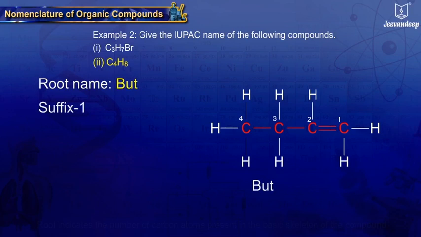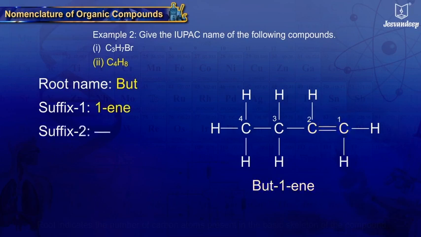2. Suffix 1. There is one double bond between first and second carbon atoms. Hence, suffix 1, ene, is added to the root word, making the name butene. As the double bond is present between C1 and C2 and the lesser number is C1, therefore the location of double bond is 1. The name of the compound will be but-1-ene.